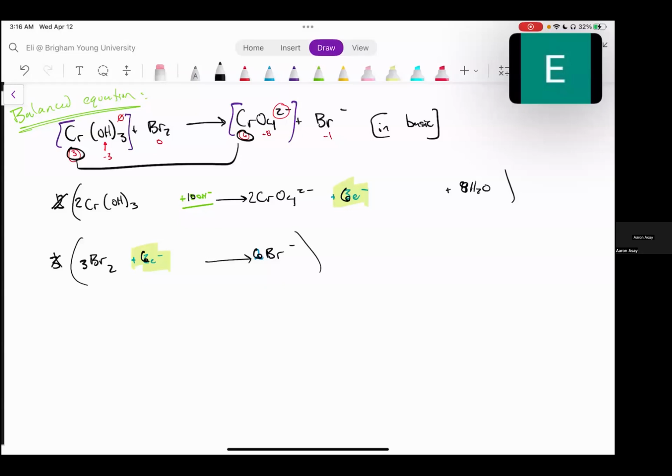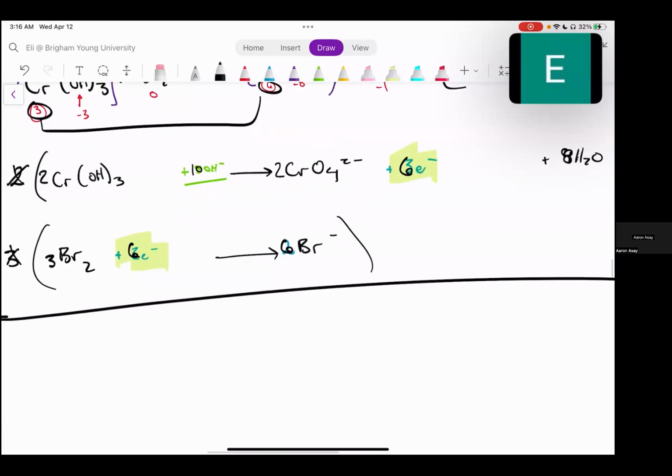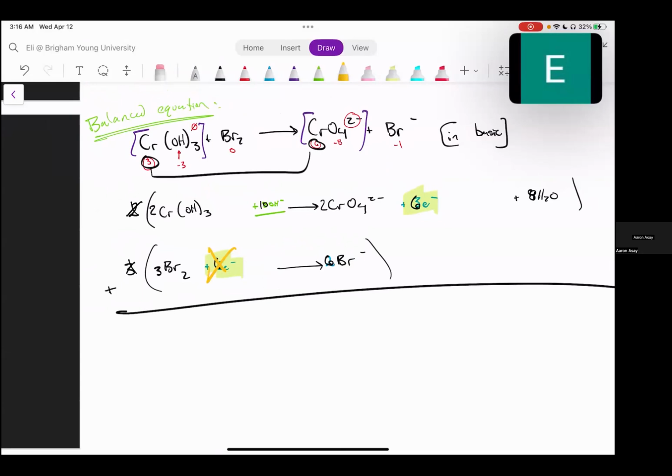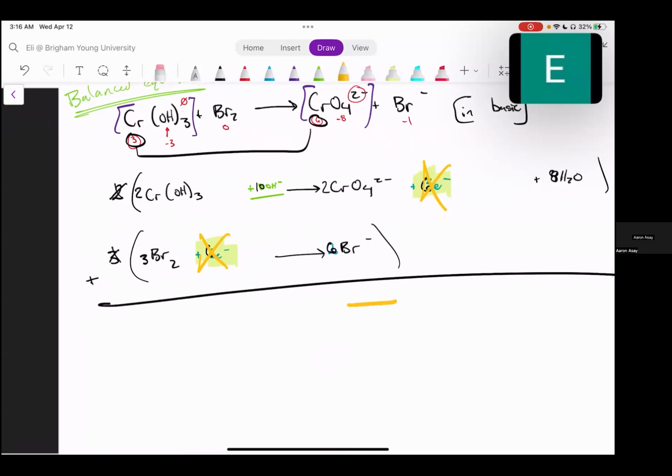So now in order to finish this up, we're going to sum them together. Remember, we're going to cancel things on opposite sides of the arrows. And that's everything that we can cancel. And then we bring down everything on the left side. Two.